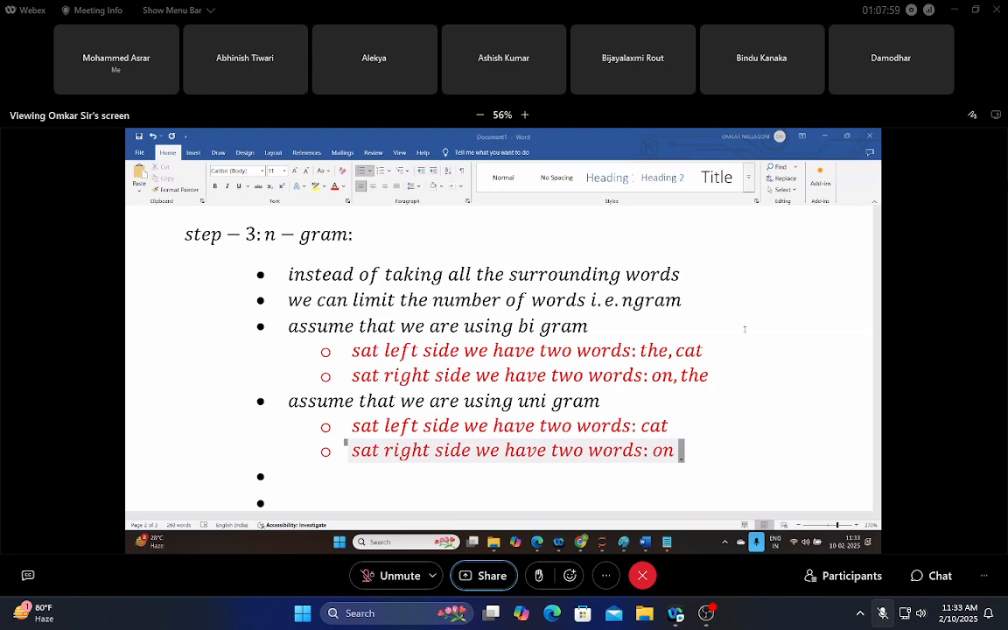Please change your text for unigram to read one word. This one, this one. Thanks. One word. Okay? Step one.